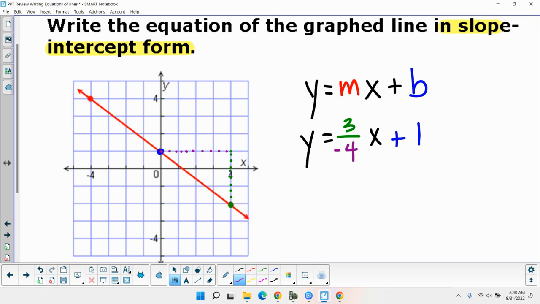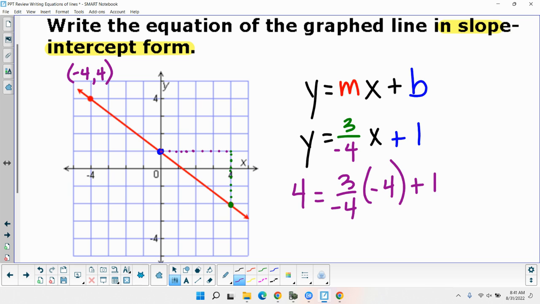So you can look at a picture, and I can pick, it's kind of hard to tell. Here's one. What point is this? Negative 4, 4. Let's see if that works in our equation. All right, so I'll substitute 4 in for y. And negative 4 in for x. Okay, and let's see what happens.